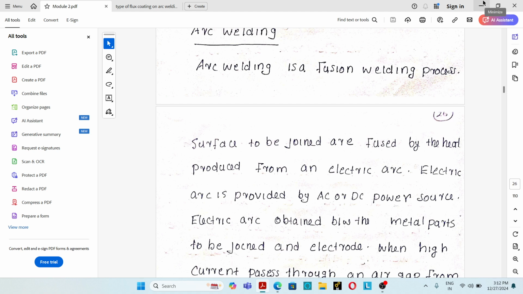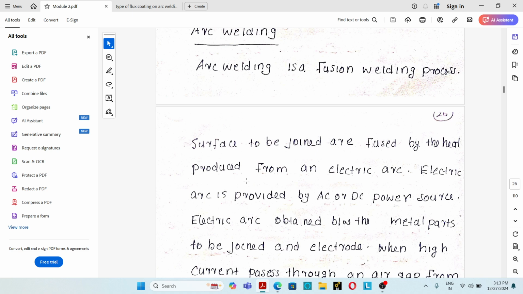This is the third class of manufacturing process module 2. In this section, I am going to discuss the arc welding process. Basically, arc welding is a fusion welding process. In a fusion welding process, at the interface of the metal pieces to be joined, fusion takes place and a molten or liquid phase will be present.